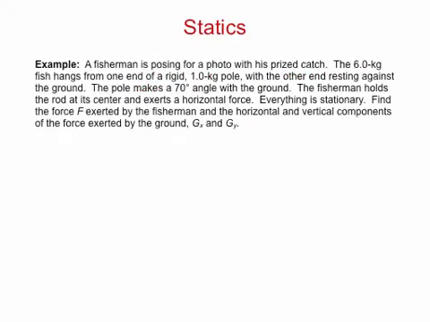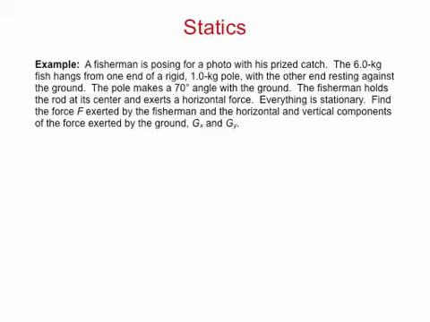A fisherman is posing for a photo with his prized catch. The 6.0 kilogram fish hangs from one end of a rigid 1.0 kilogram pole, with the other end resting against the ground. The pole makes a 70-degree angle with the ground. The fisherman holds the rod at its center and exerts a horizontal force. Everything is stationary. Find the force F exerted by the fisherman and the horizontal and vertical components of the force exerted by the ground, G sub x and G sub y.